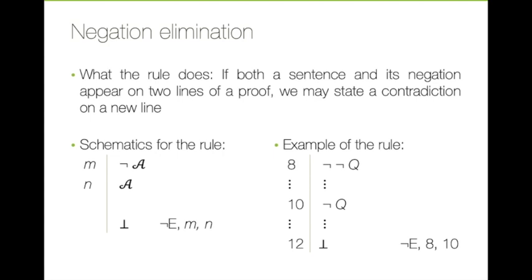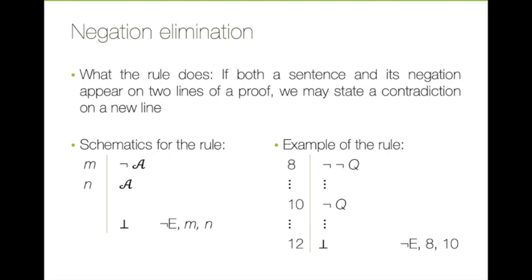So the way negation elimination works is as follows. If you see a sentence and its negation as two lines of a proof, you can state a contradiction on a new line. Let's look at what that means in terms of the schematics. The basic structure of this rule requires that not A and its positive A both appear on separate lines of the proof, here M and N. These two sentences contradict each other. For example, it can't be the case that it's not raining, the negated sentence, and it's raining, the positive sentence.